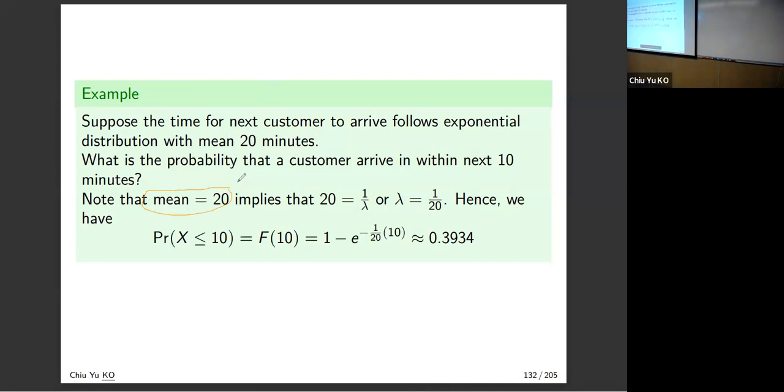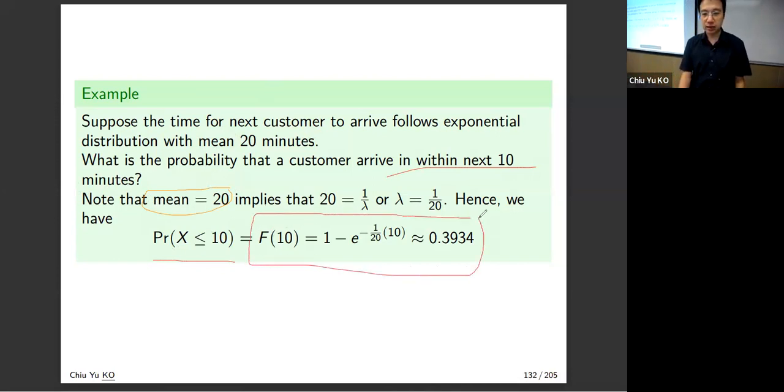So you have to equate 20 to 1 over lambda, which means lambda is 1 over 20. Then you just plug in what the question requires. The question asks within the next 10 minutes, so it's less than 10. That is how you get the answer, just by plugging into the F, right? Because F is 1 minus e to the negative lambda x, and lambda is 1 over 20, and x is just 10, right?